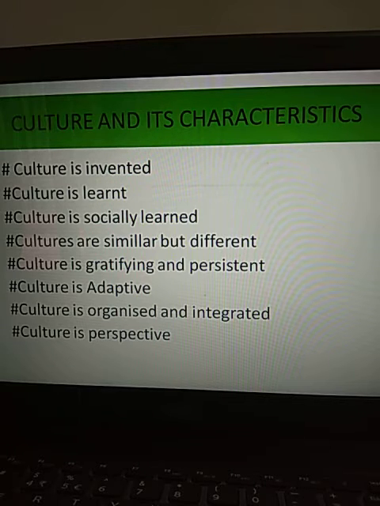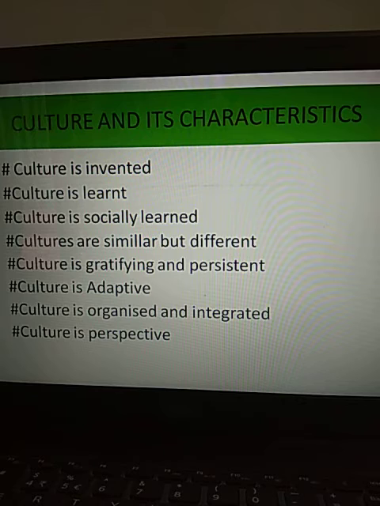So culture is organized and integrated. When you are understanding about the culture, it will have a particular order and also be combined together, so that the next generation of people can learn and benefit from that culture.